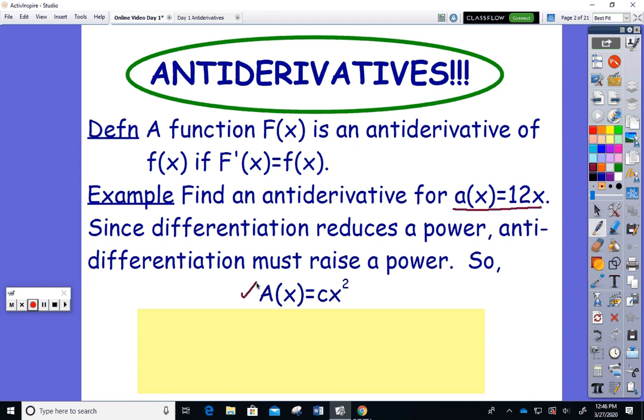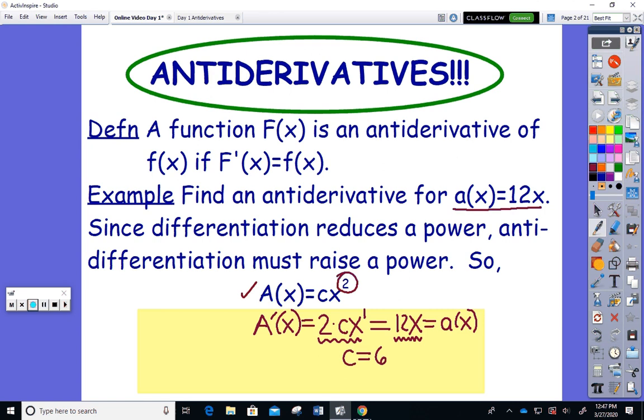Okay, now think about it. If I take the derivative of big A, I'm going to get a prime of x. And I know that the power rule tells me to drop the 2 in front times c of x, and then drop the exponent from x squared to x to the first. Okay, so now remember, I need the answer for 2 times c of x to equal little a of x, which is 12x. That's what I need to have happen. So that means this 2c of x needs to equal the 12x. So do you realize that that means c has got to be 6?